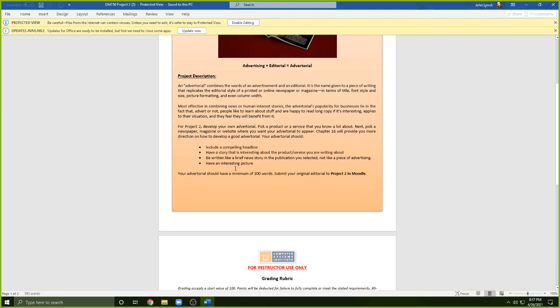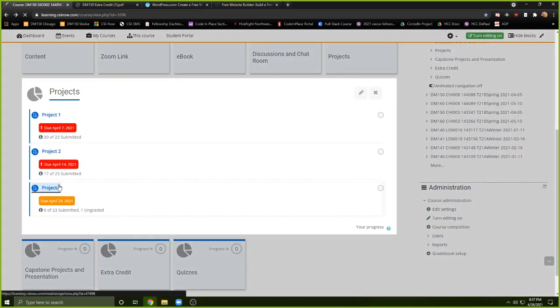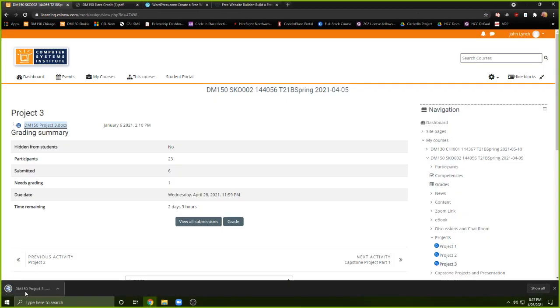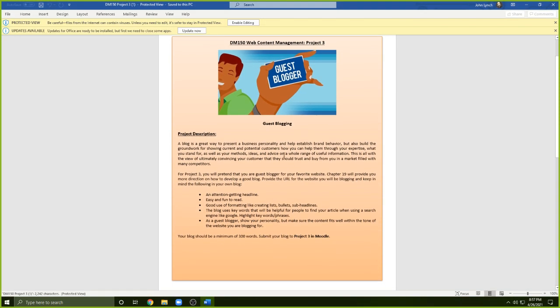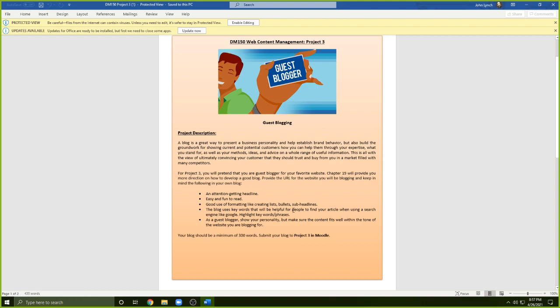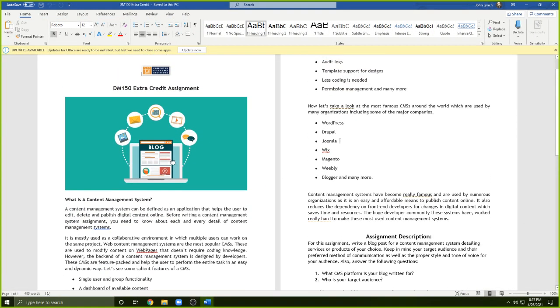Project 2 is a bit about an advertorial as well. You don't need to make it as detailed as an advertorial. I think the guest blogger one was Project 3, actually. Sorry, everyone, it's a bit late. There we go. So for Project 3, you picked a website and then you talked about it as a guest blog. In a bit of a similar fashion, what you're going to do for your extra credit is pick one of these sites or one of these CMSs around.